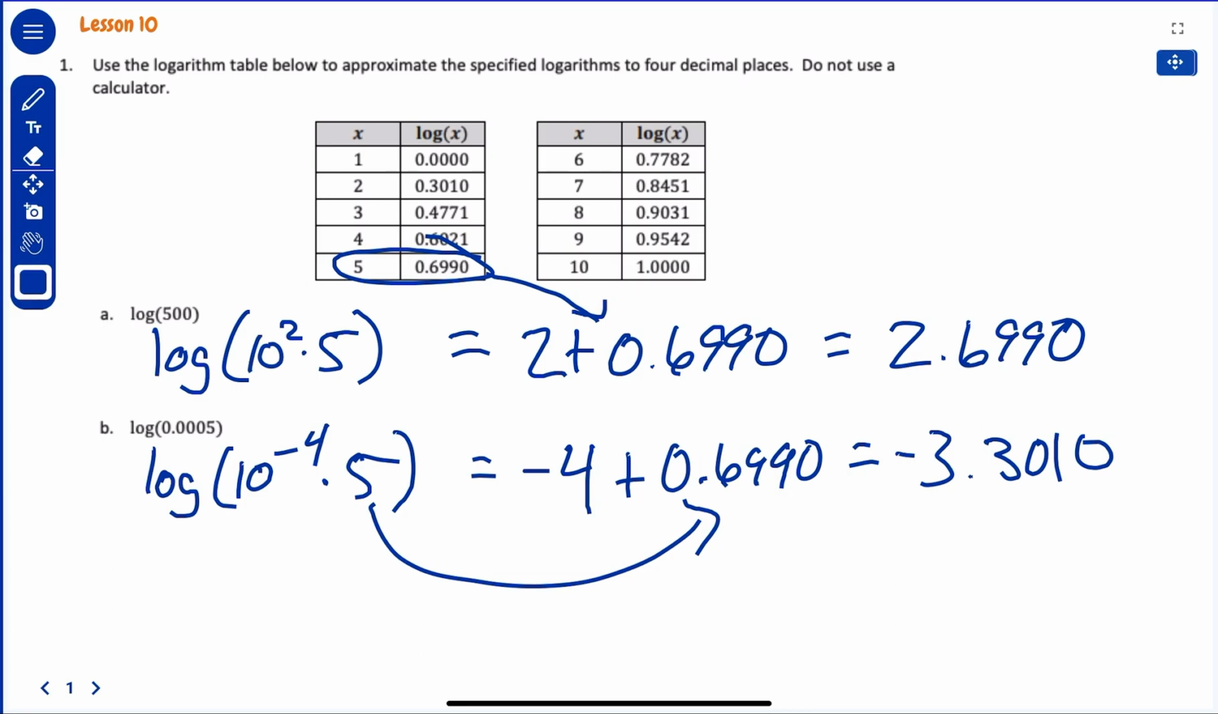Okay, so if you get a log of some number, when we're given this log table for 1 to 10, you've got to break that apart somehow. And you want to get it to a base of 10, because that's easy. If I can get a base of 10 to an exponent, all I need to know is what that exponent is, and that's the whole number, right? So that's what we're going to do.